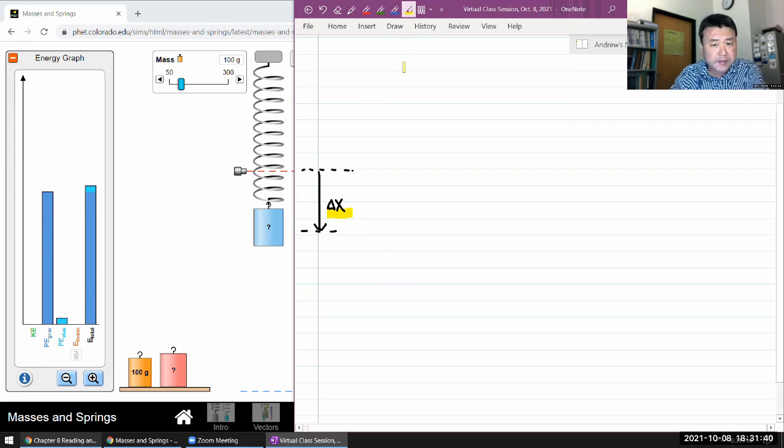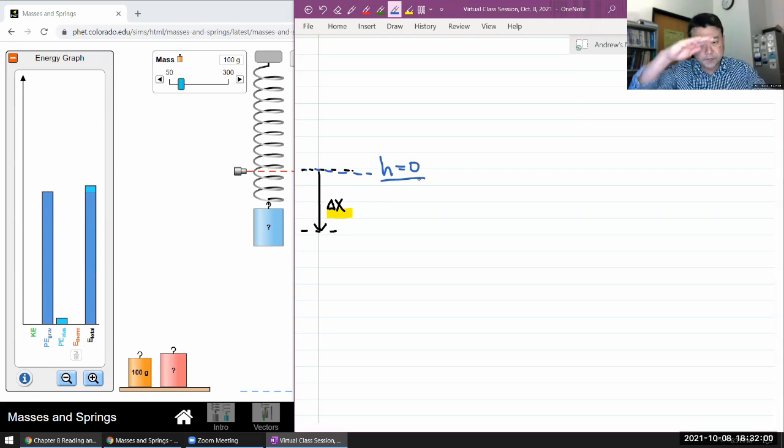gravitational potential energy. And in this case, for the sake of simplicity, instead of using this as my height equals 0, let me use this also as my height equals 0. And I am allowed to do that because with any potential energy, but especially gravitational potential energy, what's meaningful is a difference in potential energy. So you can always change your reference point.